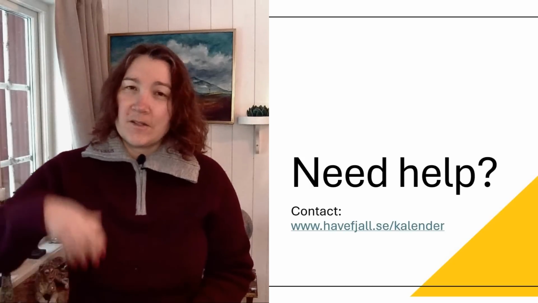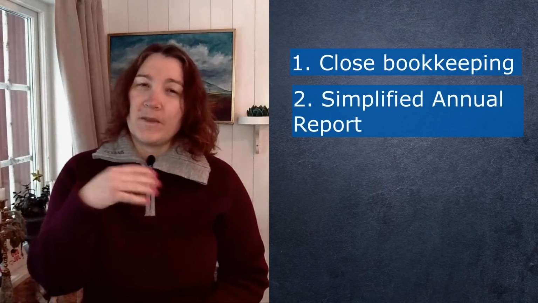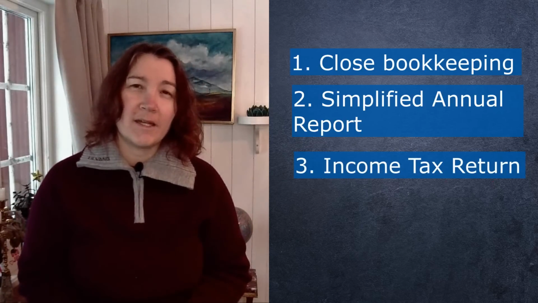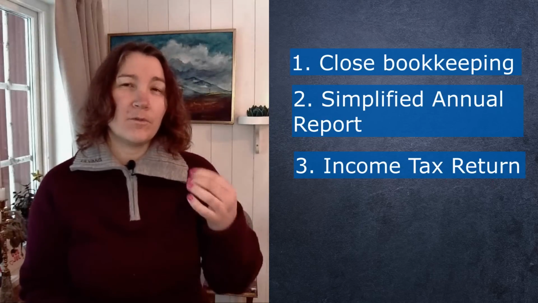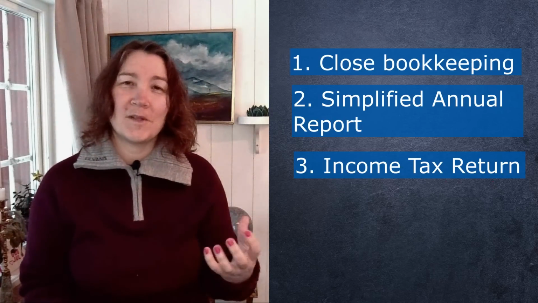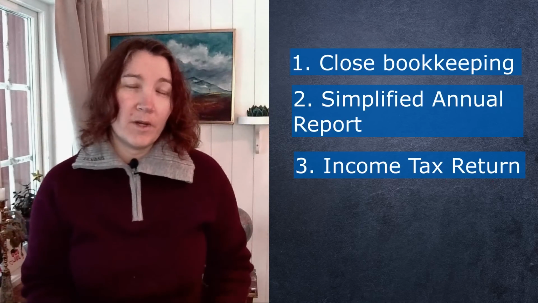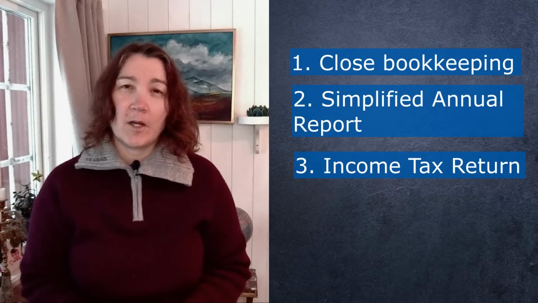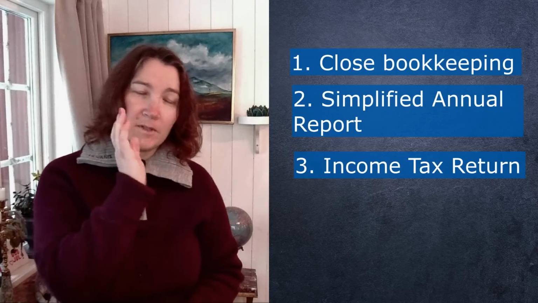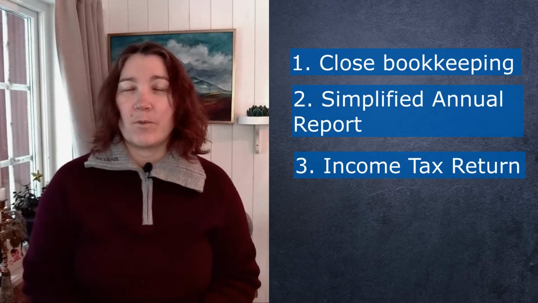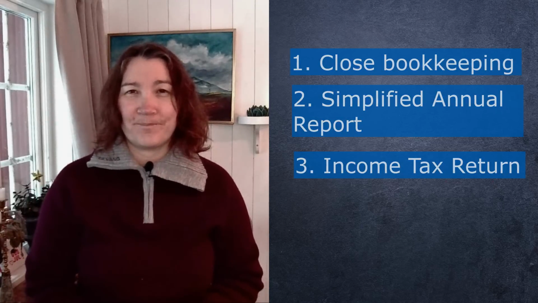So what you need to do is to close your bookkeeping, and then you do the simplified annual report. And when that is done, you have everything prepared for your income tax return. So that is the next thing. You don't need to file the real annual report to someone. That is something that you save, but part of that annual report will be in your income tax return. So everything for your income tax return will be so much easier if you have done your bookkeeping and your simplified annual report, and then the income tax return will be really easy for you to file.